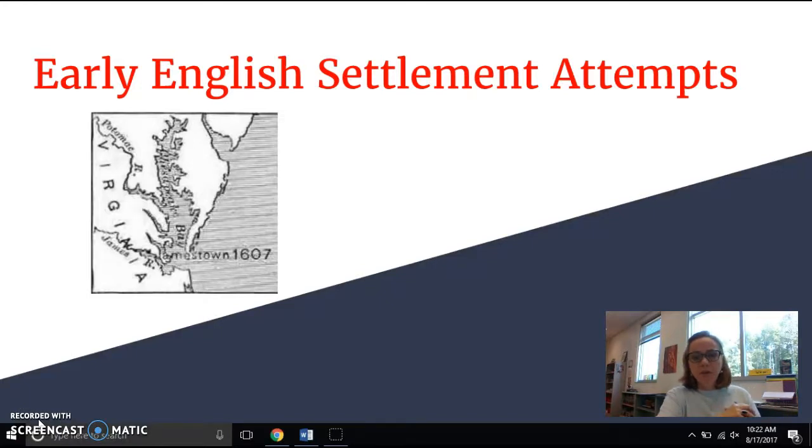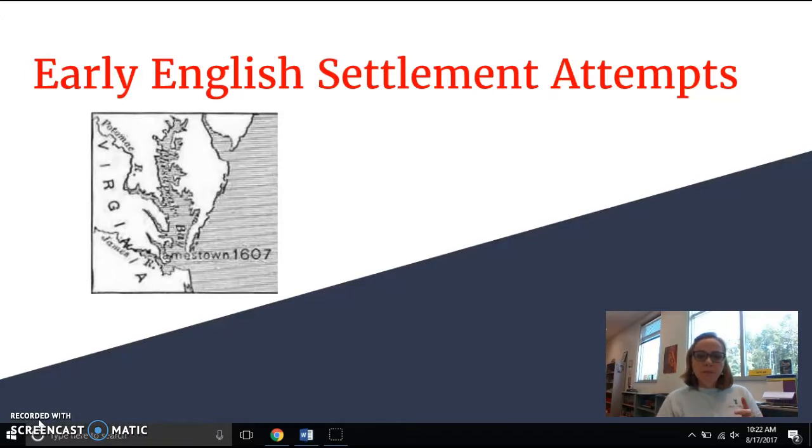We're starting our units on colonization. And of course, we need to start by talking about the first three major colonies, the early English settlement attempts and successful attempts this time instead of the lost colony, which we know was an unsuccessful attempt. We're going to review a little bit about that during this unit, but not very much since we spent so much time on it in Unit 1.